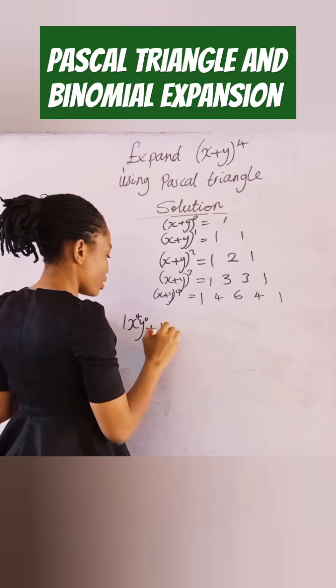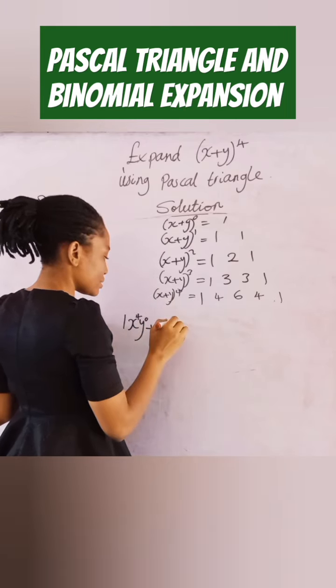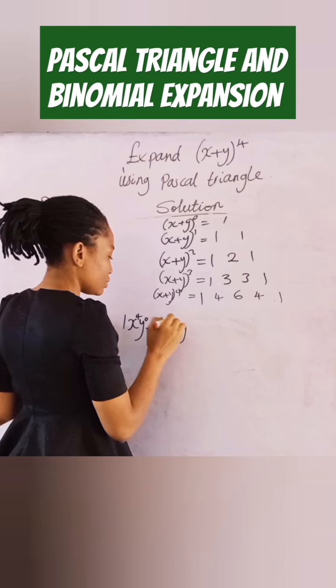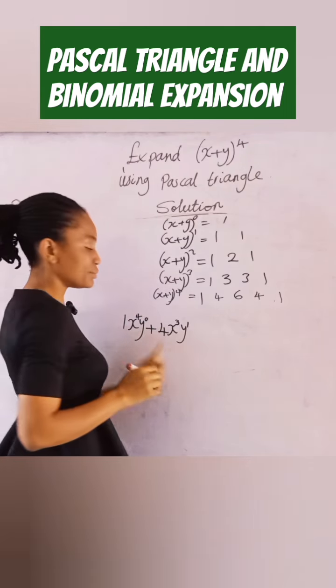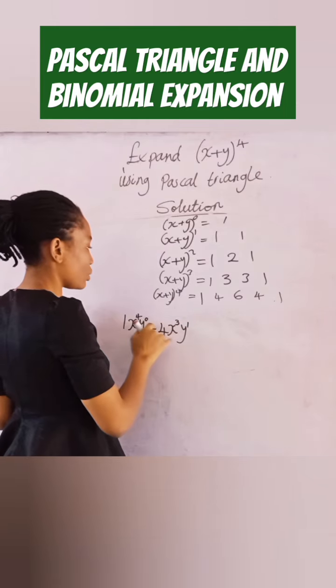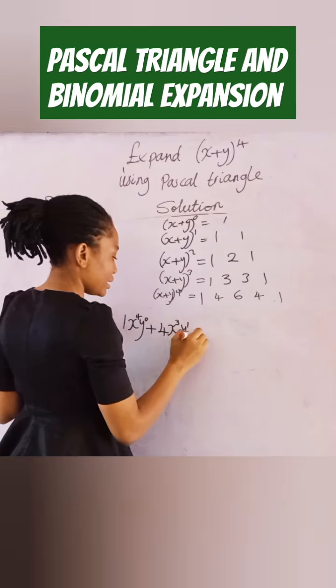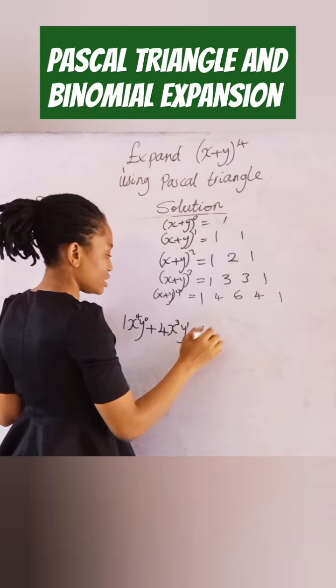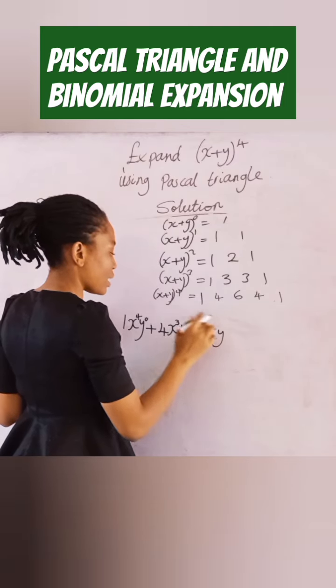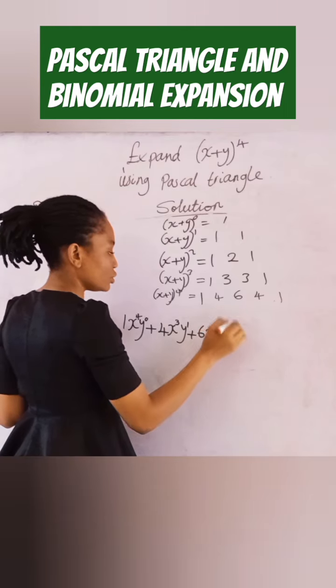Now, the next coefficient will be what? 4. Then the product of x and y. Then x will be reduced by 1 to be 3, y will increase by 1. You can see that the sum of the power is always equal to the term you are expressing. Okay, then the next one will be what? The coefficient is 6. Then the product of x and y, x will reduce by 1, give you 2. Y will increase by 1, give you 2.